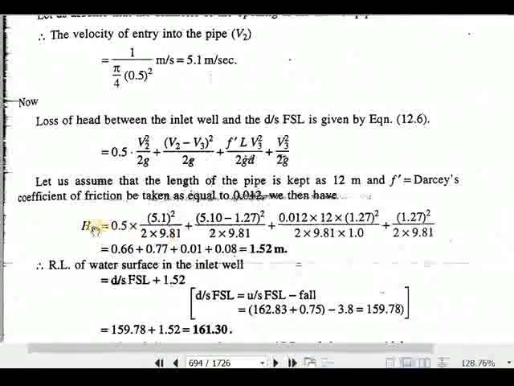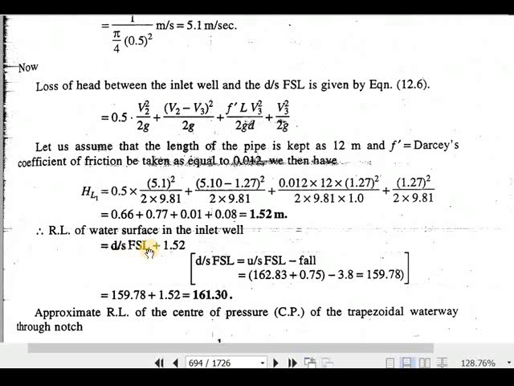You have to enter all the values. You can get a head loss of 1.52 meter. So the reduced level of water surface in the inlet well is equal to the downstream full supply level plus 1.52, because 1.52 is the head loss.